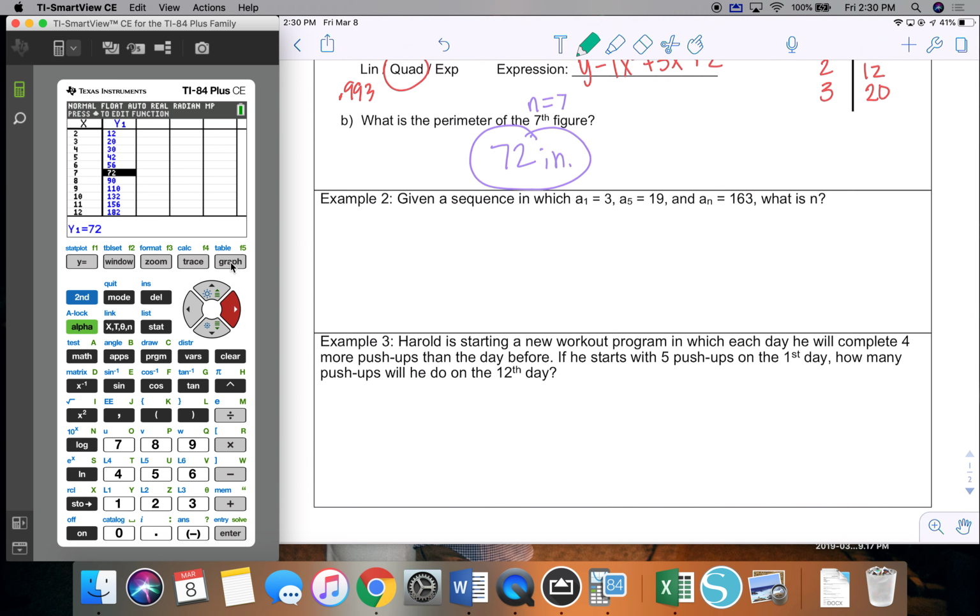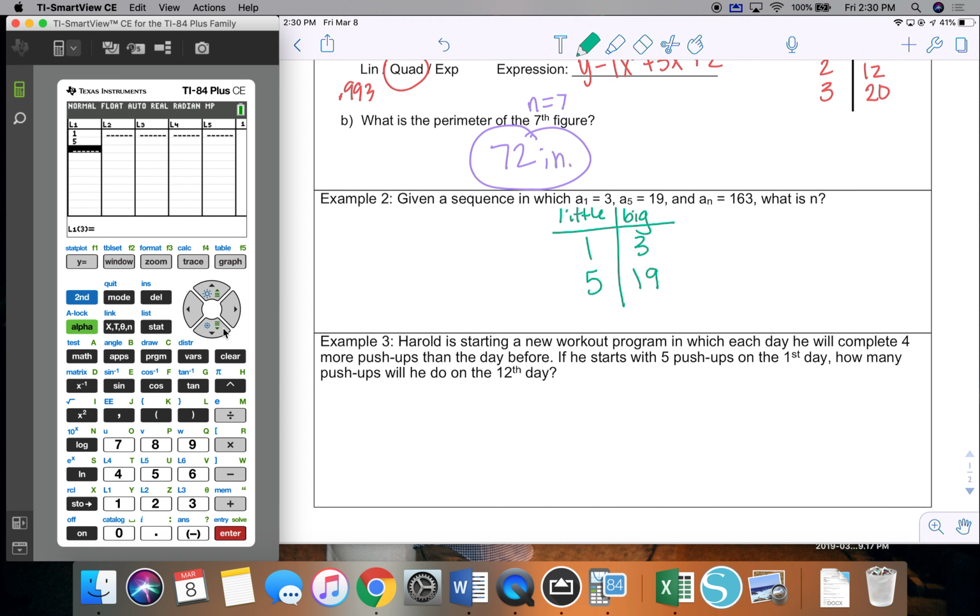Example 2, we're given a sequence in which a of 1 equals 3, a of 5 equals 19, and a sub n is 136. What is n? First, I need to figure out what sequence is happening here. So I'm going to make a chart basically with little number and big number. In the first one, a sub 1 is 3, a sub 5 is 19, and we'll talk more about these little things tomorrow, on 16.4. In StatCalc, I'm going to plug these in, see which regression works best.